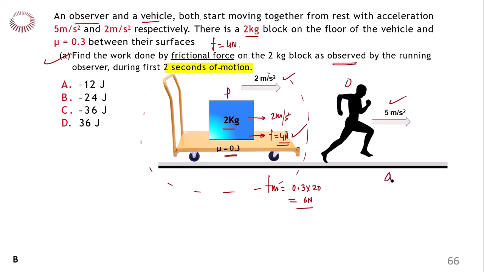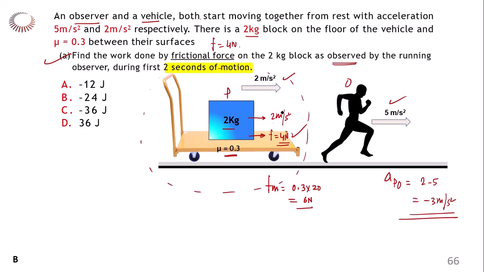So acceleration of P with respect to O should be how much? Acceleration of P as seen by O is 2 minus 5. No, minus 3 meter per second square. So minus 3 meter per second square is the acceleration of the P block with respect to the observer.